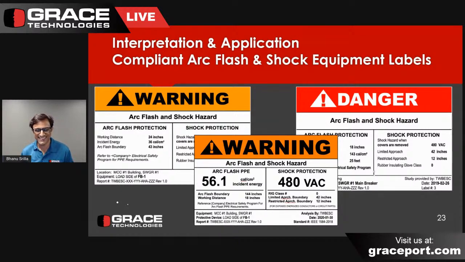Take 30 seconds. Incident energy calculated at the working distance and the arc flash boundary, right? And other than that, there should be no information on specific PPE. You should be looking to NFPA 70E or Z462 for arc flash PPE requirements. Do not put the PPE listed on the label. The employer might have bought something completely different. And then the shock side has always been easy, right? Limited, restricted, max voltage, right? And, you know, the use of rubber insulating gloves.